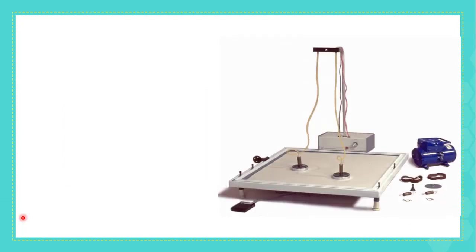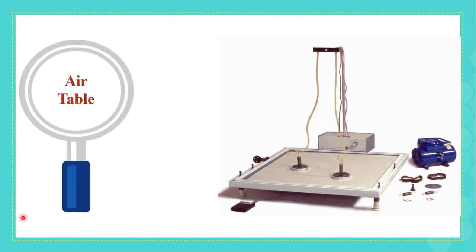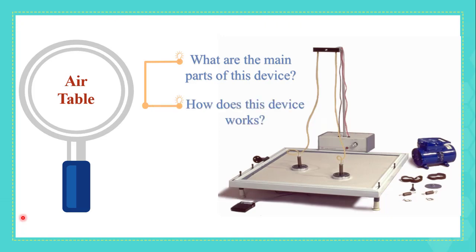We will learn about the air table, a device used in the laboratory to record the positions of a moving puck. These recordings allow us to study some physical quantities like position, velocity, acceleration, etc., and then make verifications of many theorems and laws, as we will see in this year and on the next years. So, what are the main parts of this device and how does this device work?